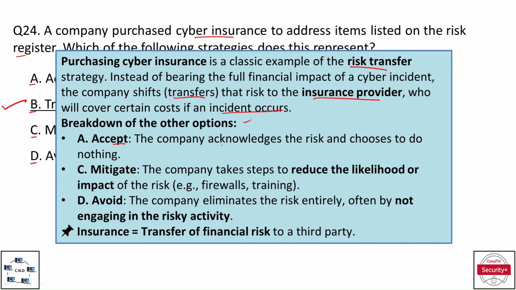Option A, accept: the company acknowledges the risk and chooses to do nothing. Option C, mitigate: the company takes steps to reduce the likelihood or impact of the risk, that is, through firewalls or through training. And option D, avoid: the company eliminates the risk entirely, often by not engaging in the risky activity. So, insurance is basically the transfer of financial risk to a third party through the purchase of cyber insurance.